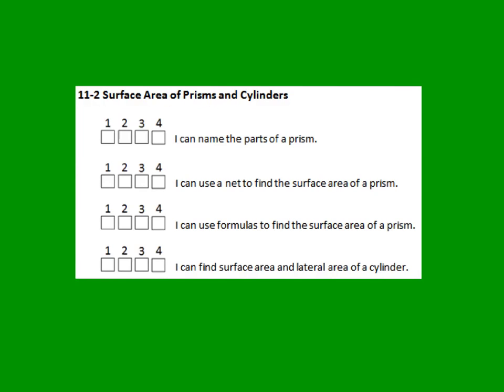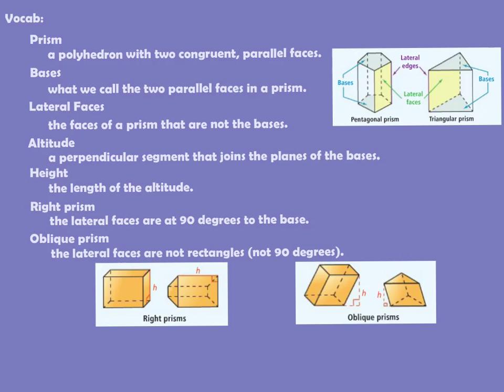In section 11.2, we're going to start looking at surface area of prisms and cylinders. You're going to have to be able to name the parts of a prism using our proper vocabulary, and then also use a net to find surface area of a prism. But we will be looking at how to use formulas as well, and you'll be looking at how to find the surface area and lateral area of a cylinder and a prism.